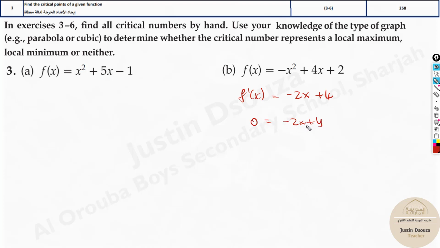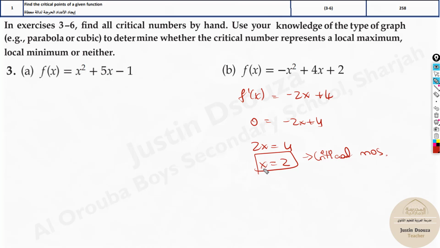Minus 2x plus 4 equals 0. You can take minus 2x to the other side. It becomes plus 2x equals 4. x is equal to 2. We have found the critical number. This is the critical number. But we don't know whether it's the maximum point or minimum point, or what it represents.